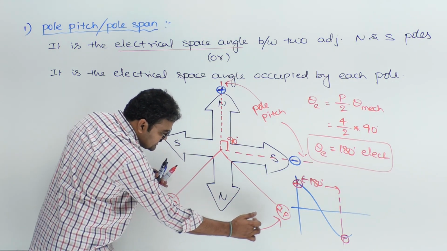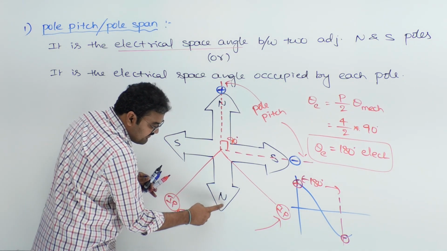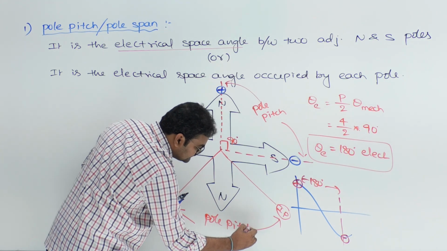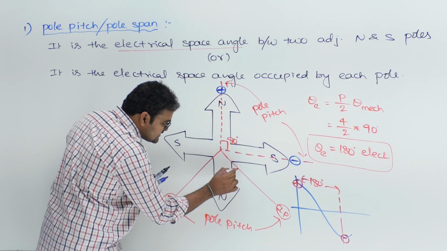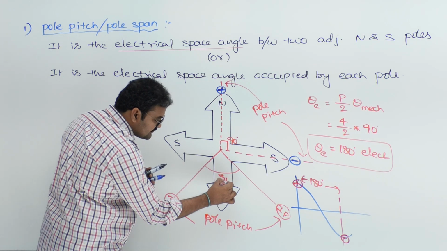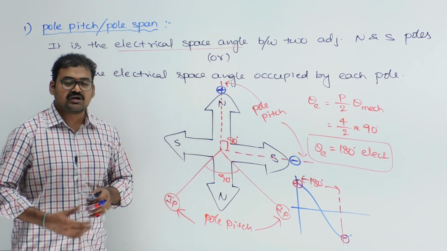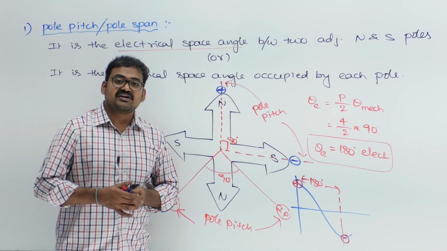Can I say this entire space is now the effect of this north pole? And this is also called a pole pitch only. And if you physically see, what is this angle? Again 90 degrees. But when you convert to electrical, it will be equal to 180 degrees. Okay, so pole pitch can be defined in two ways.